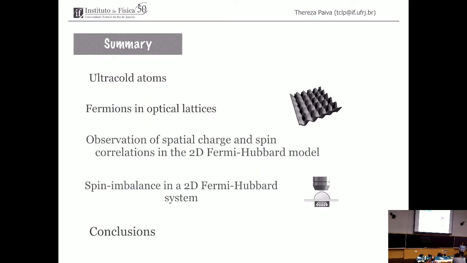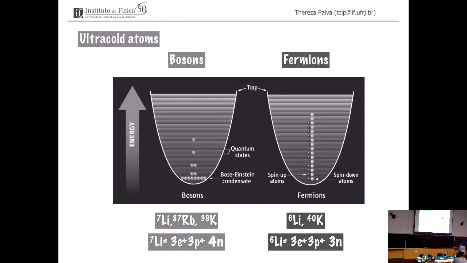So the outline of my talk is I will start talking about ultra-cold atoms and specifically about fermions in optical lattices. And then I'll briefly describe two different works, one in which we observe spin and charge correlations in the 2D Fermi-Hubbard model, and the other one where we study spin imbalance in also the 2D Fermi-Hubbard model. And I will come to some conclusions.